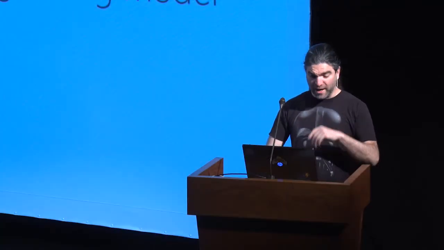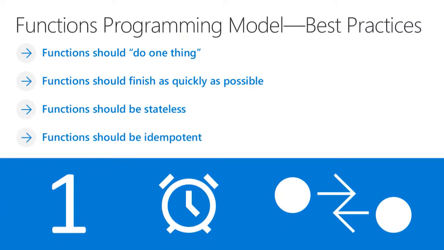All right, so with that in mind, we're good on time. For the function programming model, there are some best practices around this, and we'll definitely see them as we go through the demos. You really want your function to do one thing, and you want it to finish as quickly as possible. There are a lot of reasons why, and when we do function chaining, we'll talk about it. Functions should be stateless. Because we are talking about a distributed system, you really want to make sure that your functions are stateless eventually.